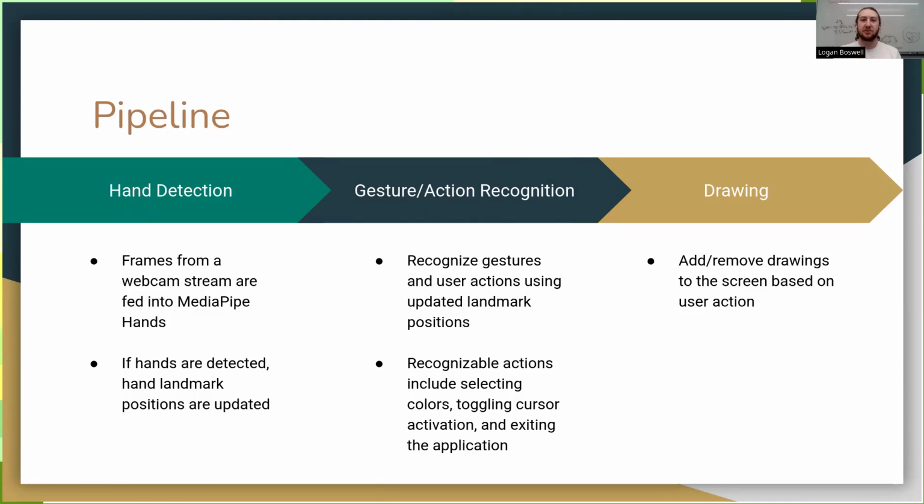Next is gesture and action recognition. Based on the updated landmark positions, you're able to recognize certain gestures or actions performed by the user, such as drawing, changing a color, etc. And then drawing: these actions are mapped to an actual on-screen change to the image. Whether that's drawing and having different pixels change color, or removing the color from pixels, or changing the way the interface looks. That's the whole pipeline.